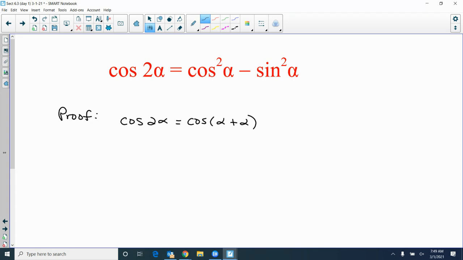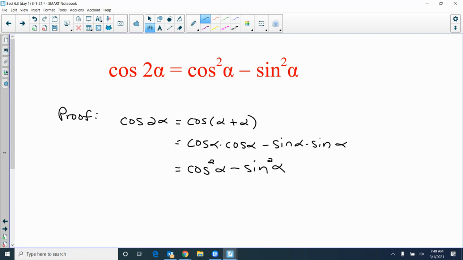Okay, so it says if you're adding 2 angles, you take the cosine of the first times the cosine of the second. So it's just going to be cosine alpha times cosine alpha minus sine of the first times sine of the second. Well, cosine alpha times cosine alpha is cosine squared minus sine squared. All right, that's all. So we're just using something we already know.